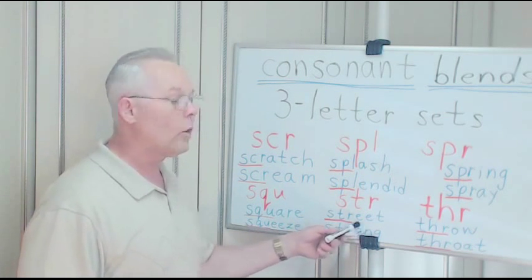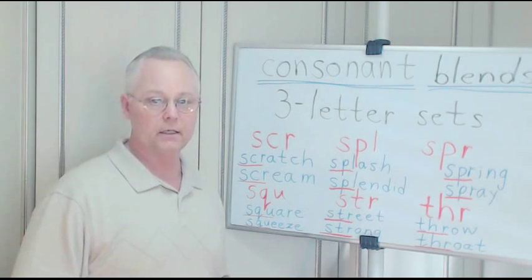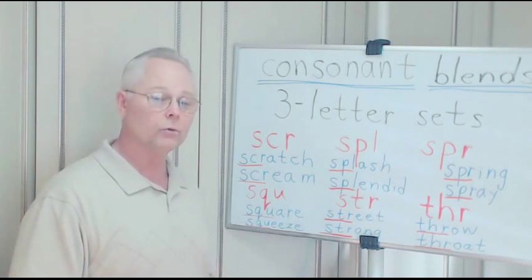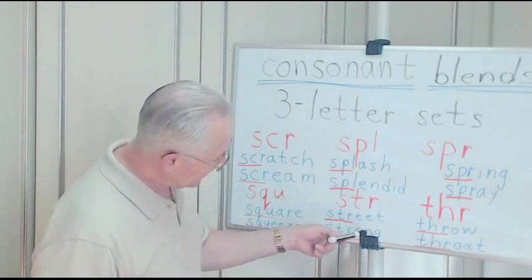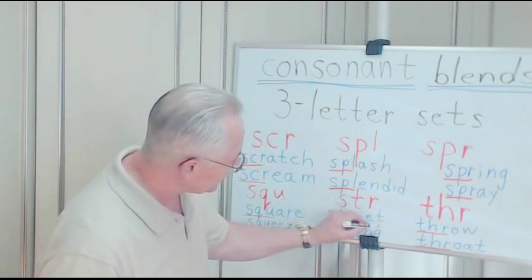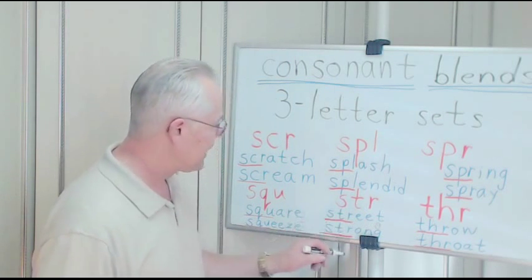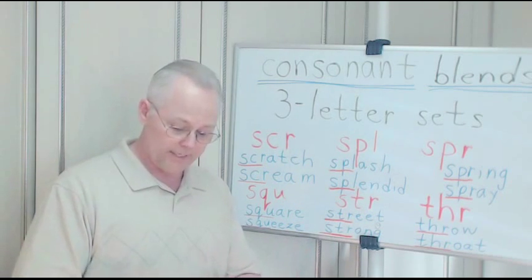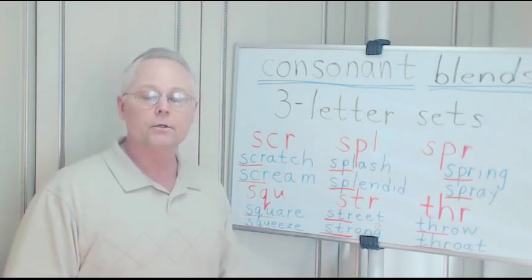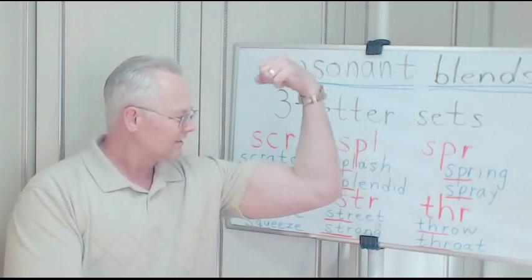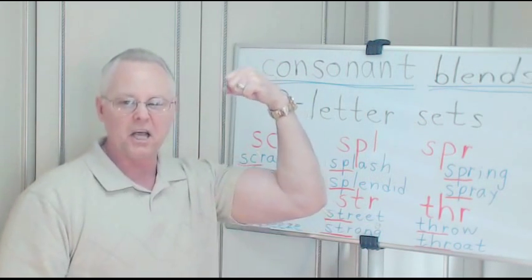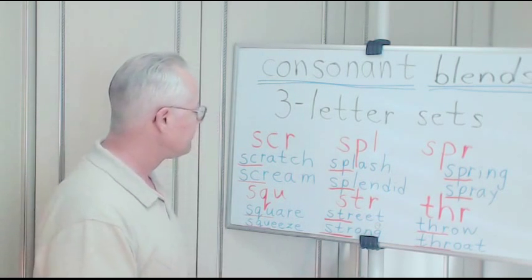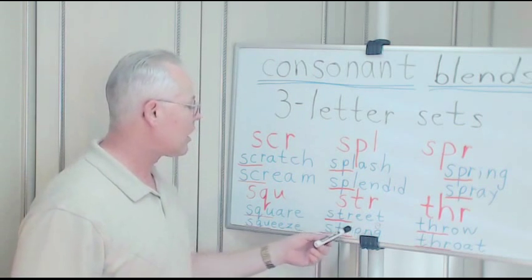S-T-R, stra, O-N-G. What does O-N-G sound like? Ong. Take off the G, it sounds like on with the G. Again, you can't see it too good, but this is a G. Stra, ong. Now, strong means the opposite of weak, right? Someone who's strong, maybe they have big bulging biceps. They can lift heavy things. Strong guy. Or gal. Strong.